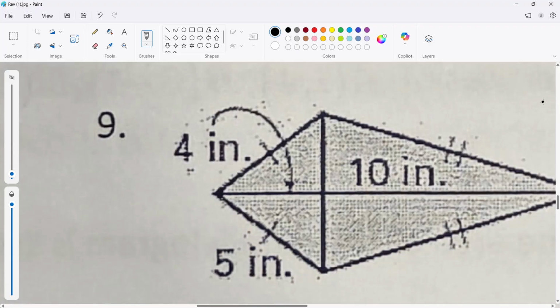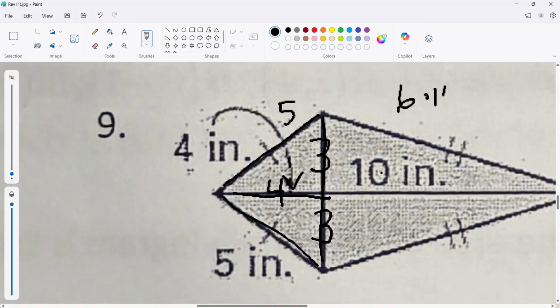Number 9. See how the arrow's pointing there? That's 4. This is just like this one on the bottom is 5. Let's see what else I got. Well, that would make this again a 3, 4, 5. Here's a 3. Here's a 3. So I know that remember the area of a kite is the diagonal times diagonal. And I've already got them. 3 and 3 is 6. 10 plus 4 is 14. Divided by 2. 14 divided by 2 is 7. 7 times 6 is 42 square inches.